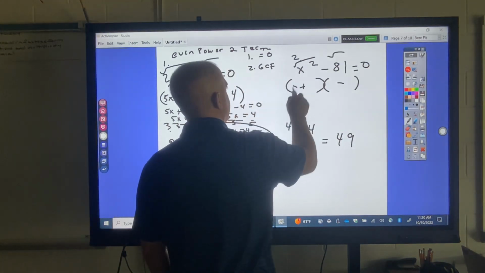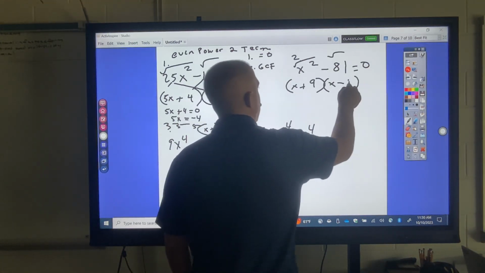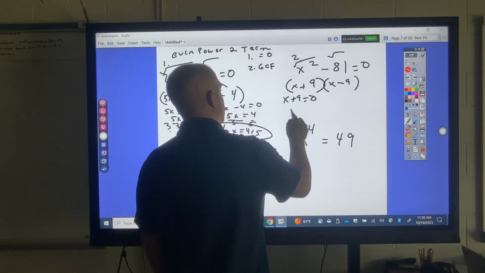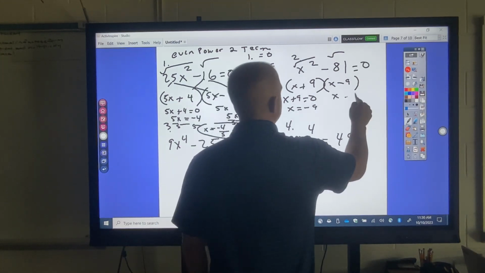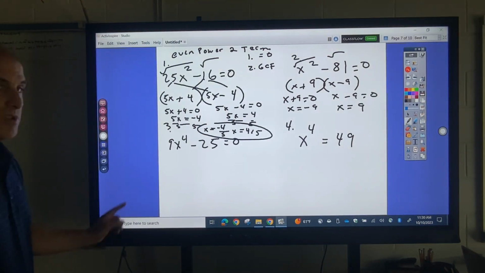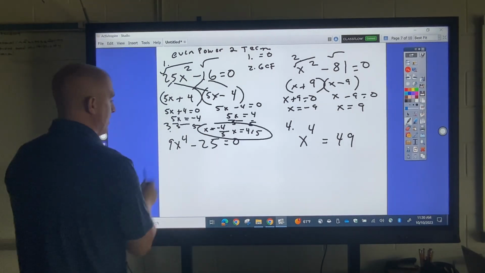Square root of x squared is x. Square root of 81 is 9. And that's how easy that is. X plus 9 equals 0. That's x equals negative 9. X minus 9 equals 0. X equals 9. Now, when you got these, a little bit more to it.